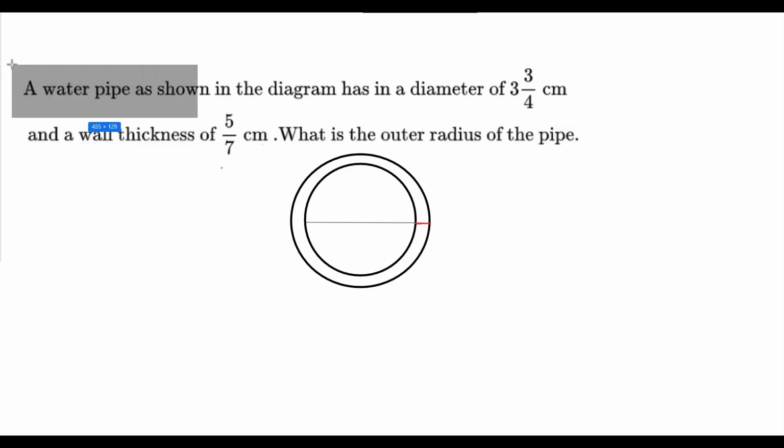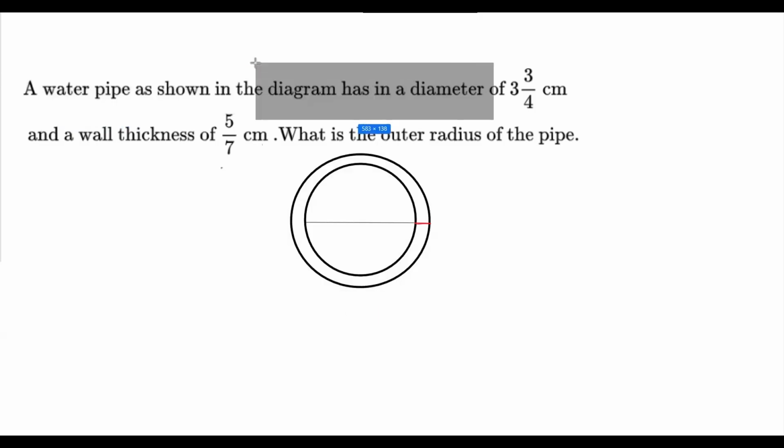In this question, you see there is a water pipe as shown in the diagram. This is a water pipe, and whose diameter is given. This is the diameter of the pipe. Let me write it down. So we can write this diameter as 3 and 3 by 4, which can be reduced as 4 into 3 is 12, 12 plus 3 is 15, so it's 15 over 4.